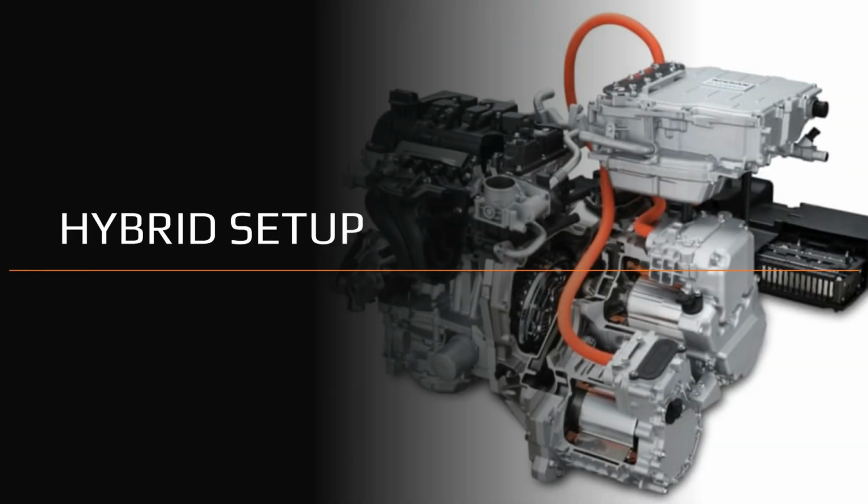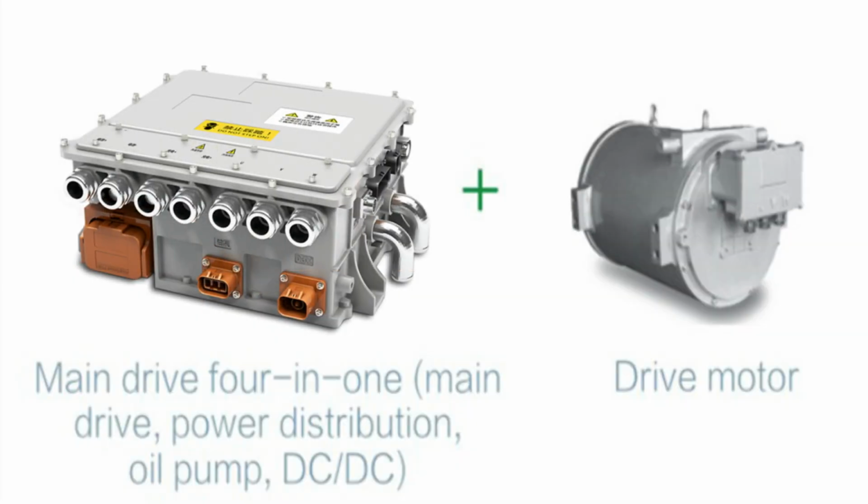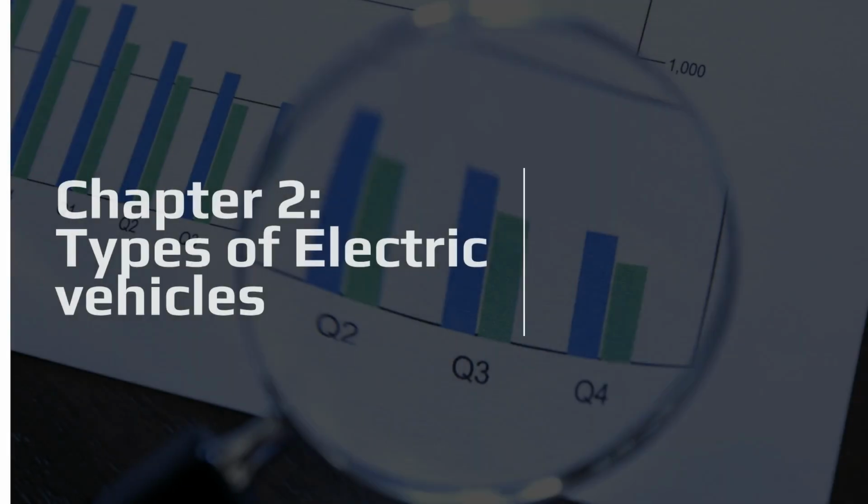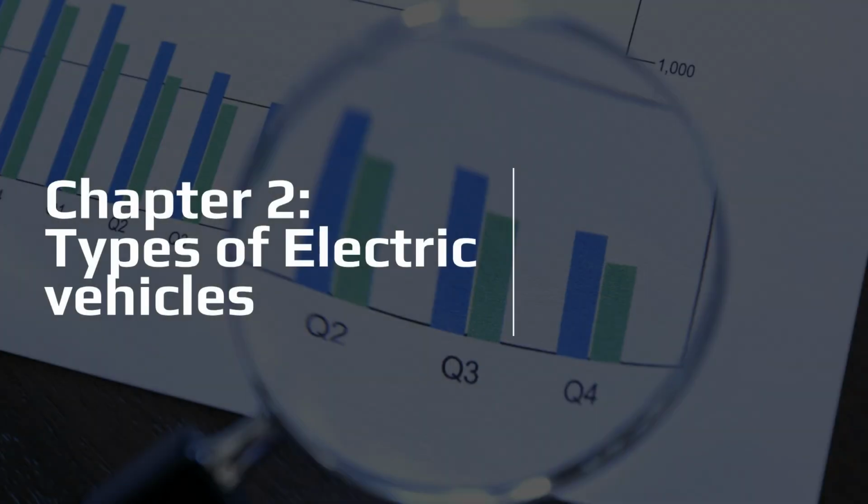Hybrid setups offer a different approach, combining traditional engines with electric motor systems. This integrated drive unit combines multiple functions, including power distribution and the DC-to-DC converter, alongside the drive motor. Moving on to Chapter 2, we will now break down the different types of electric vehicles.